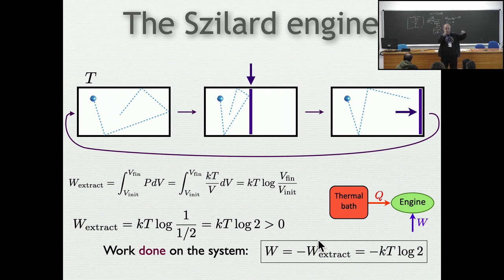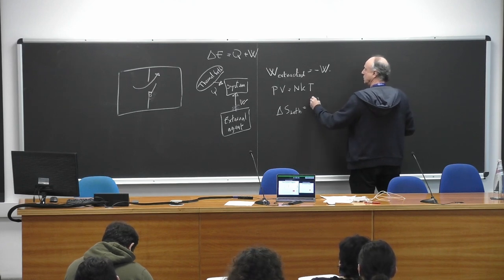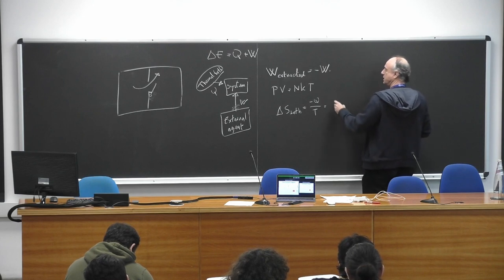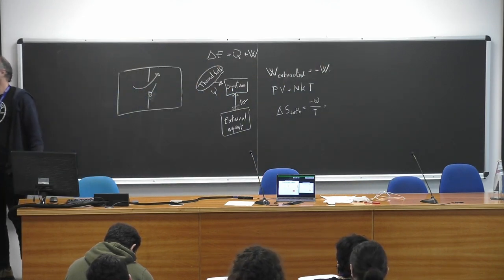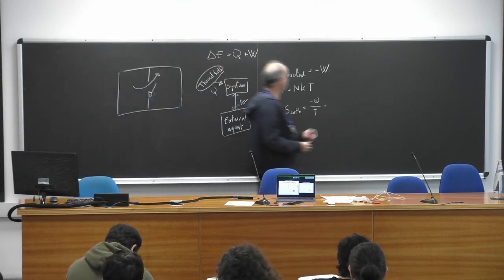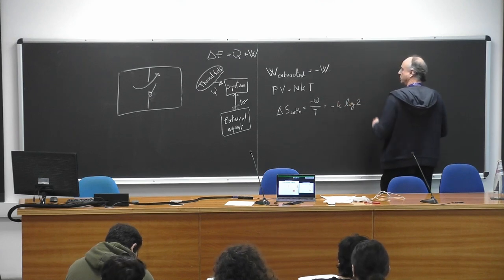The particle in the expansion gives some energy to the piston and then recovers, on average, this energy when it collides with the particles of the walls at temperature T. So here, in the Szilard engine, the change of entropy in the bath in one cycle is just Q divided by T with a minus. In this case, Q is positive, so the thermal bath is giving energy. So this is kT log 2. This log is the natural log.